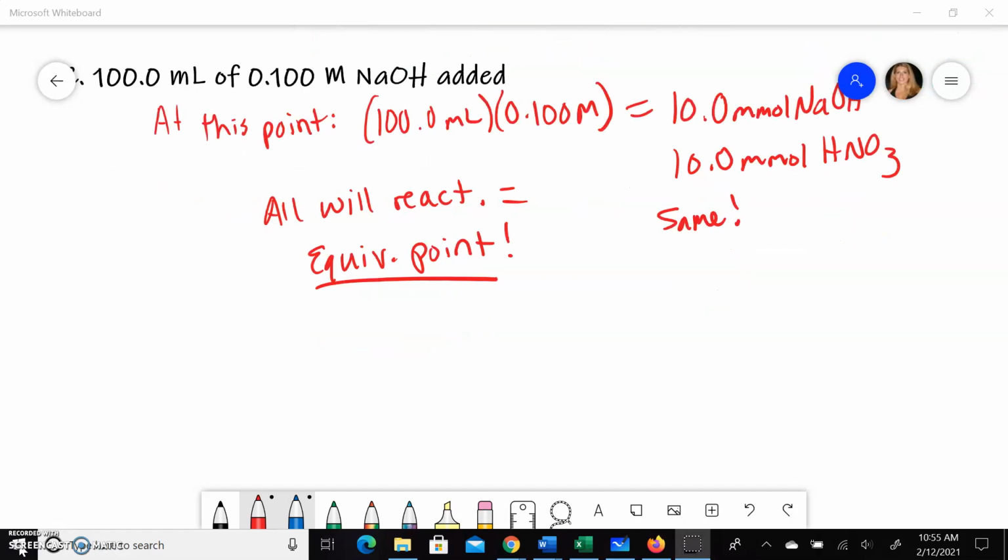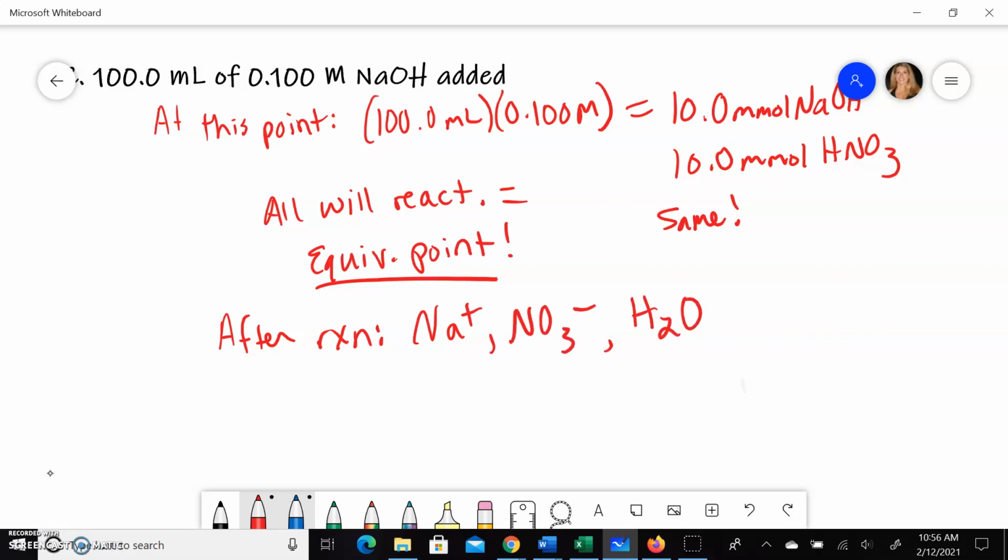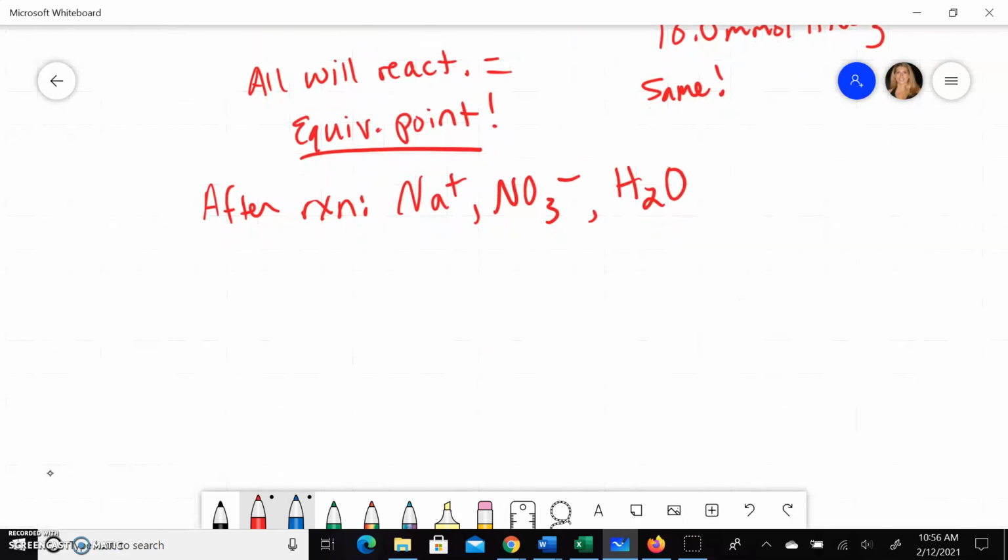So if you set up a BCA table, they're both going to start at 10, subtract 10 from both, and both go down to 0. So after they react, now let's see what we're left with. We have some sodium ions, we have some nitrate ions, and we have some water. Well, the sodium and the nitrate are not going to do anything, and so the only source of H+ is from water.